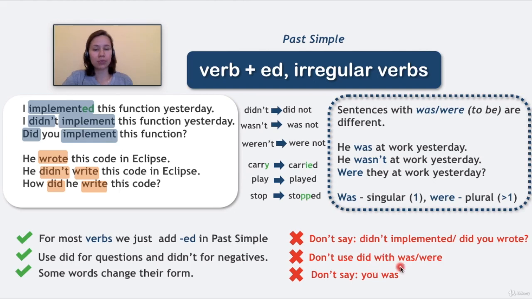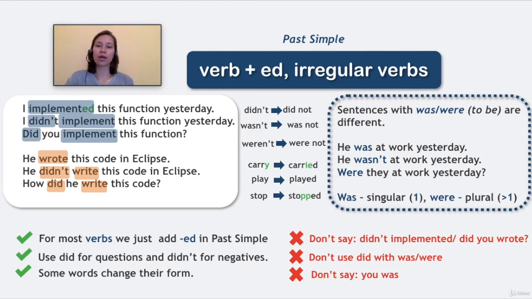Don't use did with was, were. We've covered that here. Was, were, just like that, forming all of the sentences. And don't say you was, because you is plural. No matter if you speak to one person or a couple of people, you should use the plural form, which is were. You were.